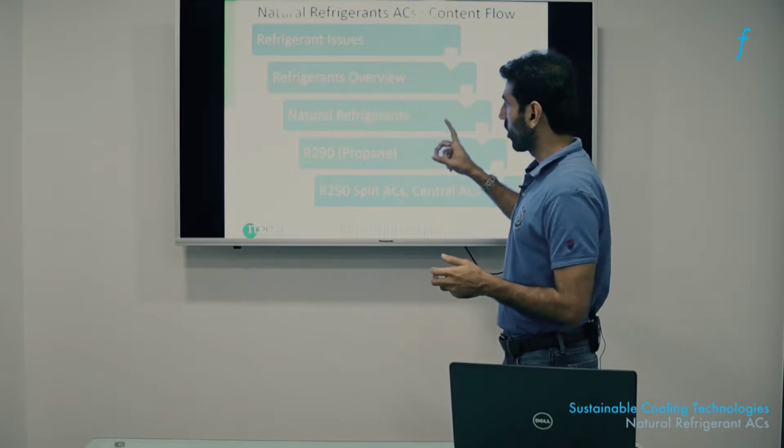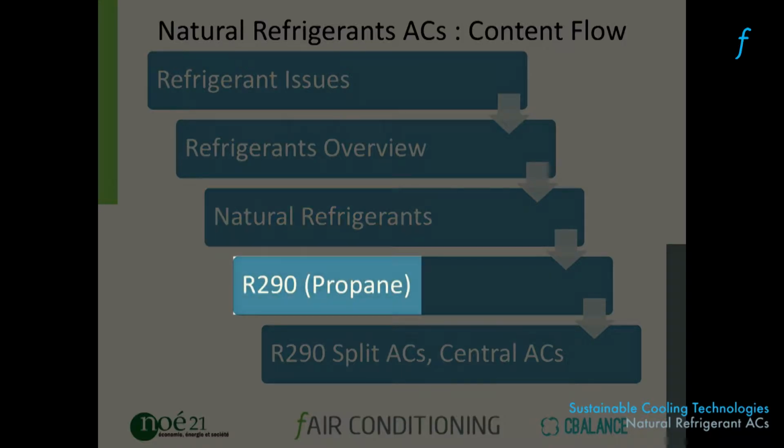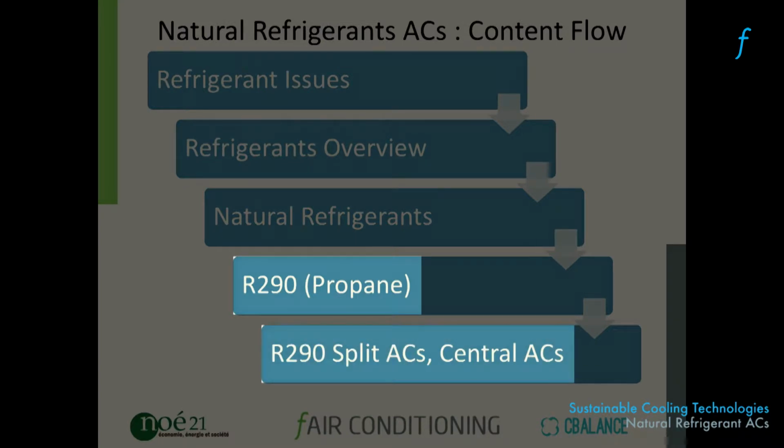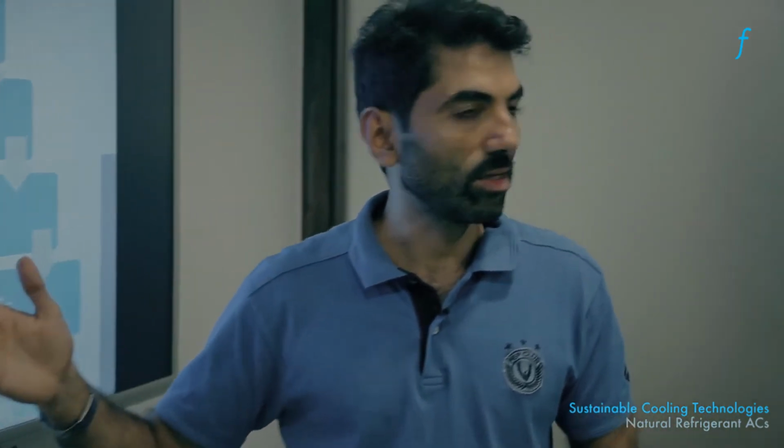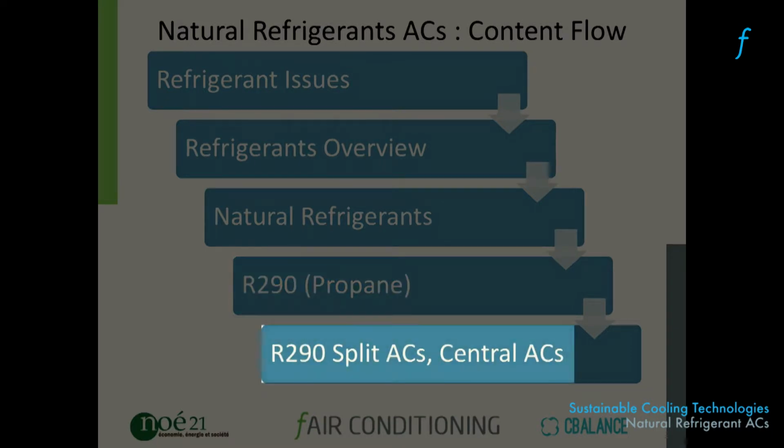We will then look at one specific natural refrigerant which is called R290. R stands for refrigerant, and that one is also called propane. It's a natural substance that exists in many natural environments. Beyond that, we are going to look at specific applications of this technology in the form of split air conditioners and centralized ACs.